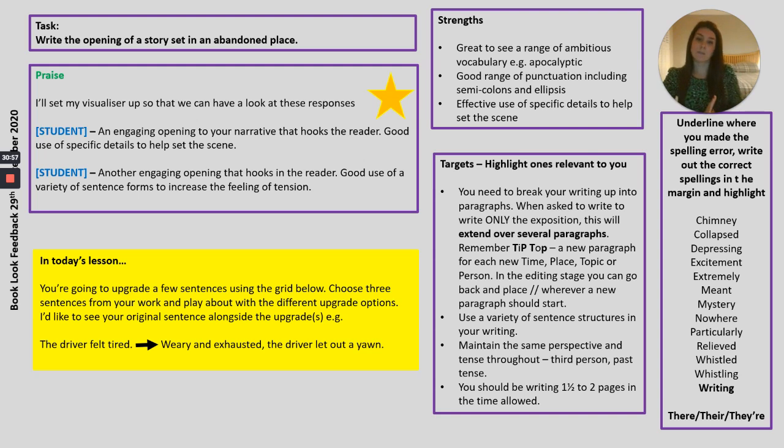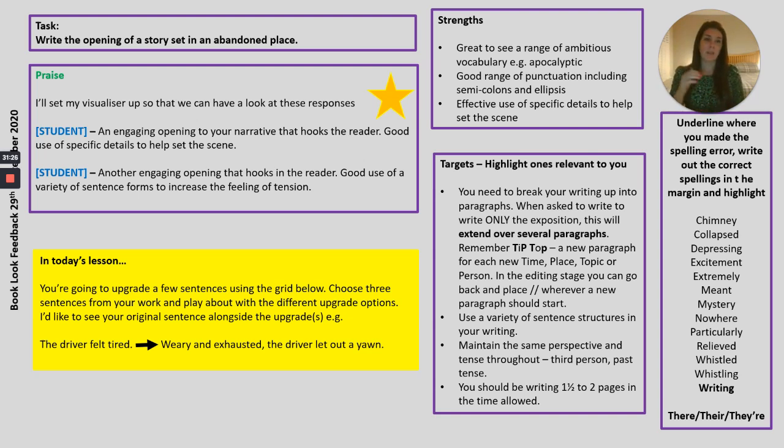I wanted them to play about with upgrading a few sentences. I've printed a grid off for them, which I'm going to show you in a minute. I think 'upgrade your sentences' came from Grania Hanahan, and I think it's a brilliant resource. Students stuck that in their books so they can refer to it. What I've asked them to do is pick out a few sentences from their work and then have a go at upgrading them.